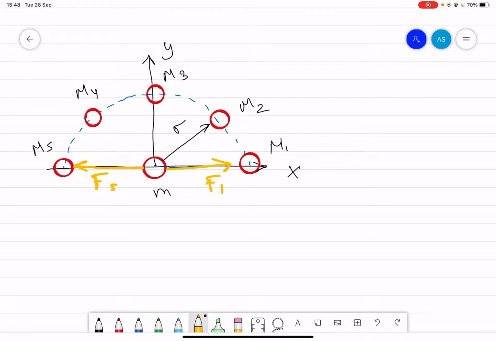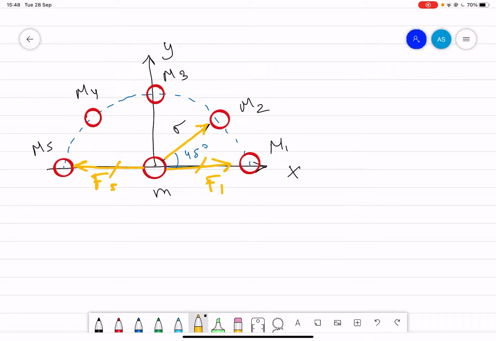Now, since they're equally spaced and the masses of M1 and M5 are the same, these forces will cancel each other, so the net force becomes 0. Now, let's look at the force between M2 and m. Since it is directed at a certain angle, and we know that angle is 45 degrees, this force can be resolved into two components.